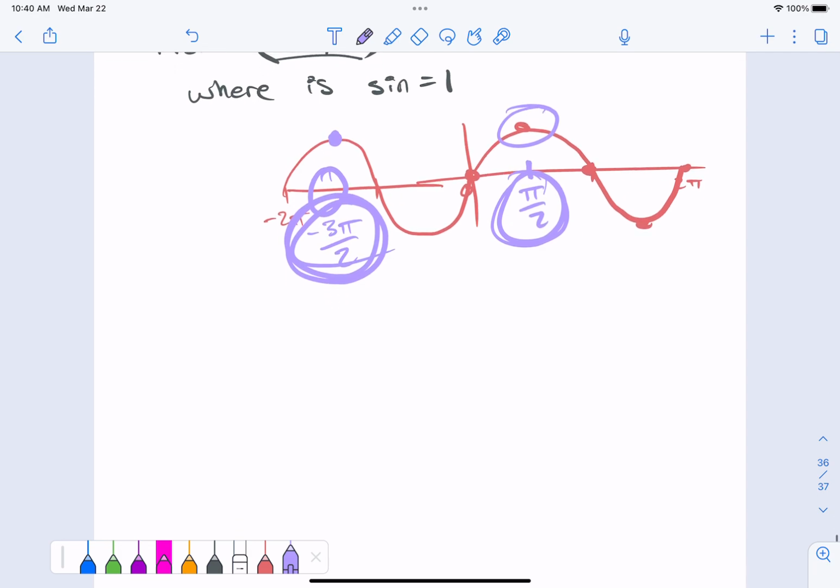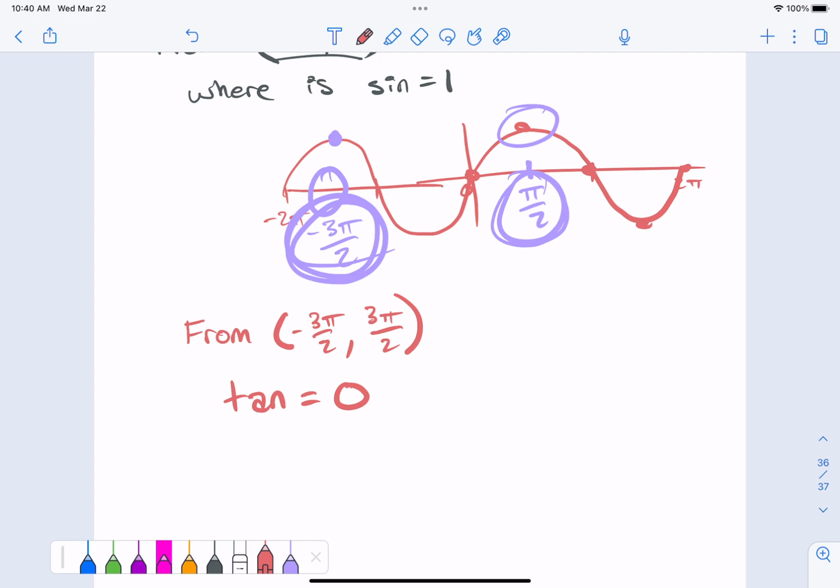All right, let's go. Let's do tangents. Let's go from negative 3 pi over 2 to positive 3 pi over 2. I want to know where tangent equals 0. From negative 3 pi over 2 to positive 3 pi over 2.